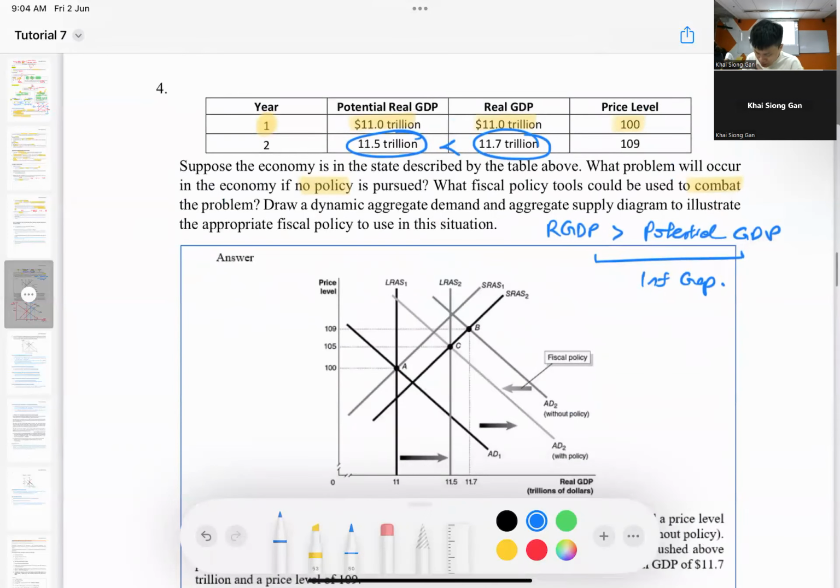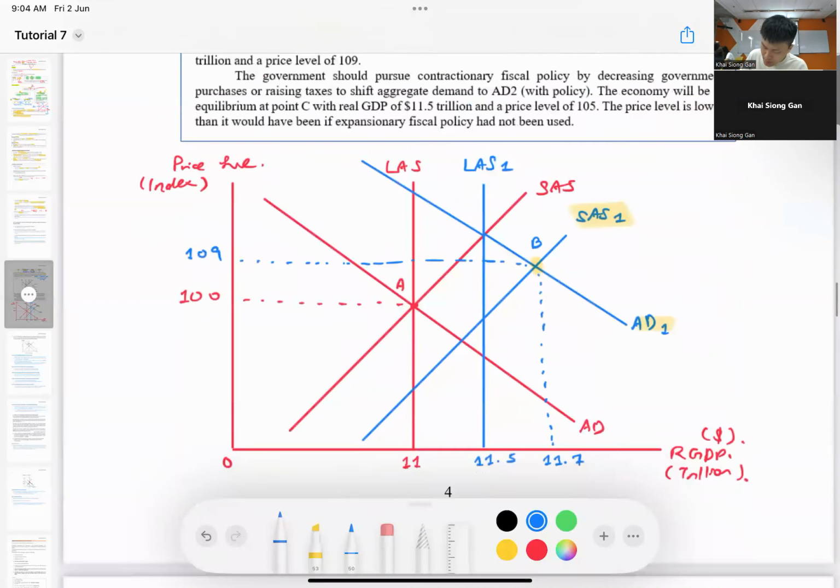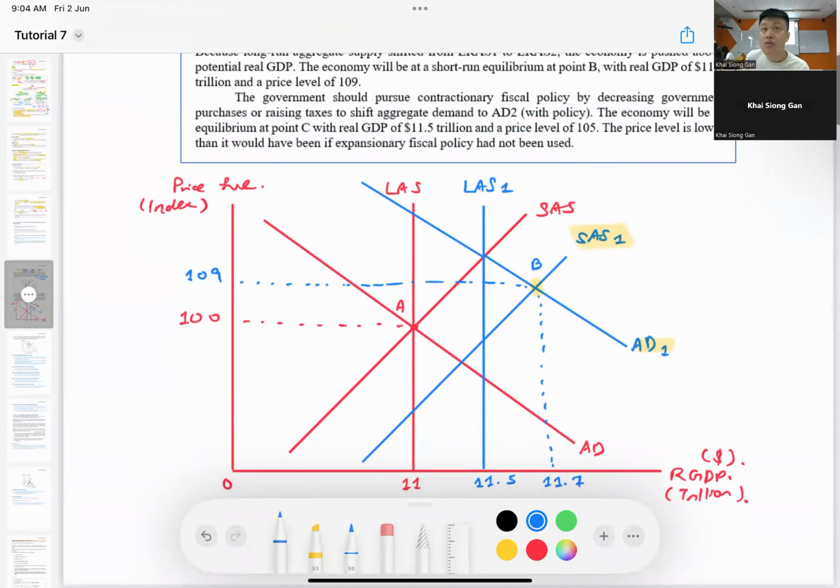If your country is overbooming, what should you do? You should use contractionary fiscal policy to bring it back to full employment. So based on the current graph, this is without policy. Now I want to bring it back to full employment, so I have to bring my aggregate demand back to full employment and intersect with the new SAS curve. This is my new LAS. My SAS remains the same because fiscal policy only shifts the AD curve. So my AD curve must come back to this point. Now I shift.